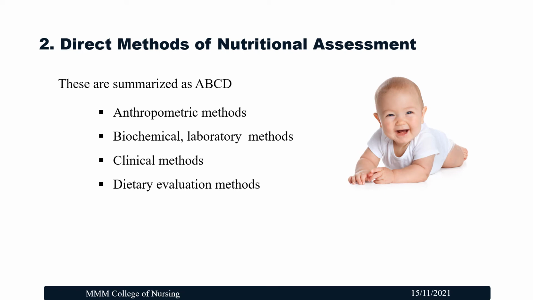Second one is the direct method of nutrition assessment. Here the direct method deals with an individual and measures the objective criteria that are summarized as A, B, C, D. A stands for anthropometric measurement, B for biochemical and laboratory methods, C is for clinical methods or clinical science, and D for dietary evaluation or dietary assessment.